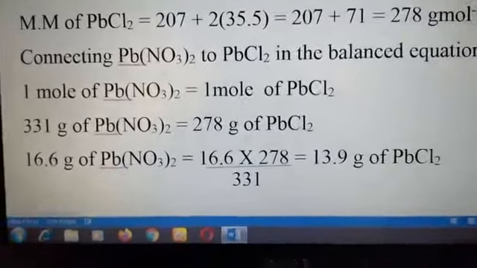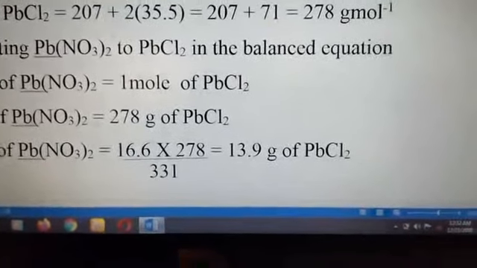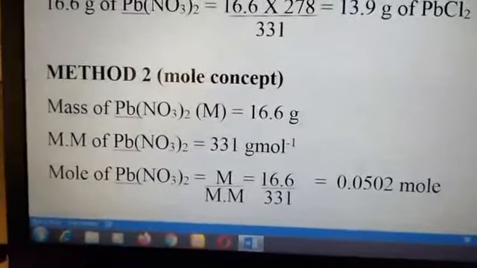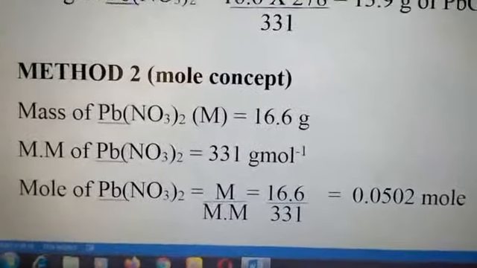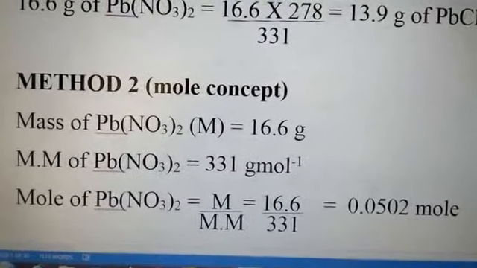By proportion, we get 13.9 gram of lead 2 chloride. Now, method 2, using the mole concept. In this method 2, we have to convert the mass given to us to mole.